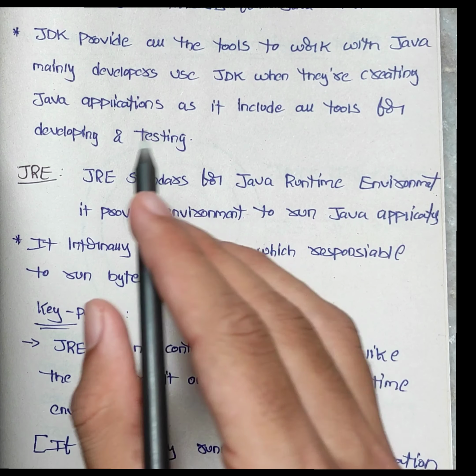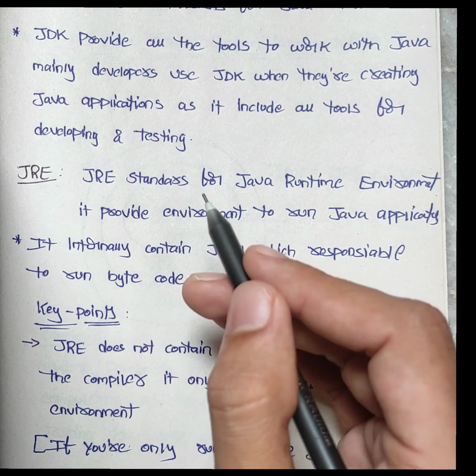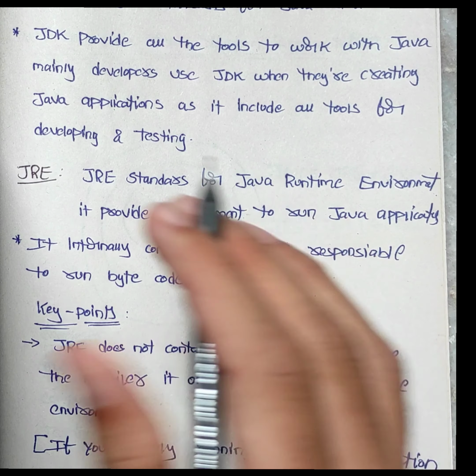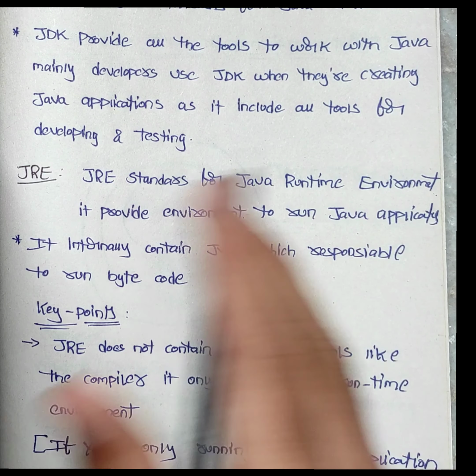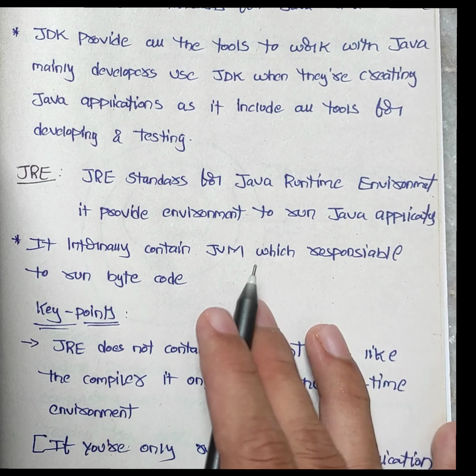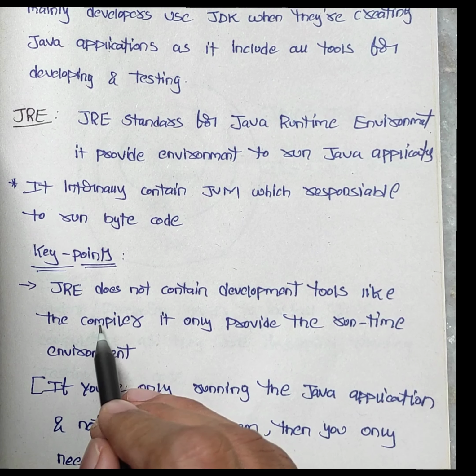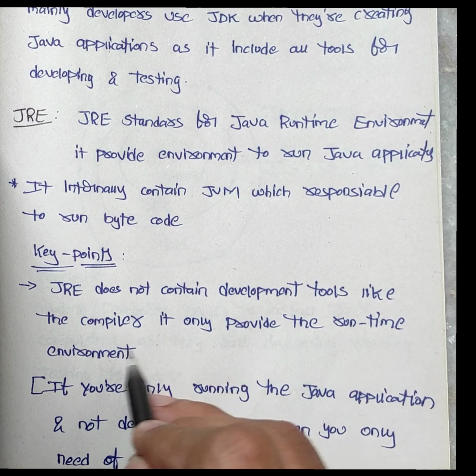Unlike JDK, JRE doesn't contain any compiler or any tool to write the Java code. It only provides the environment to run the Java application or program. Therefore, the key point between JDK and JRE is that JRE does not contain tools like a compiler. It only provides the runtime environment.